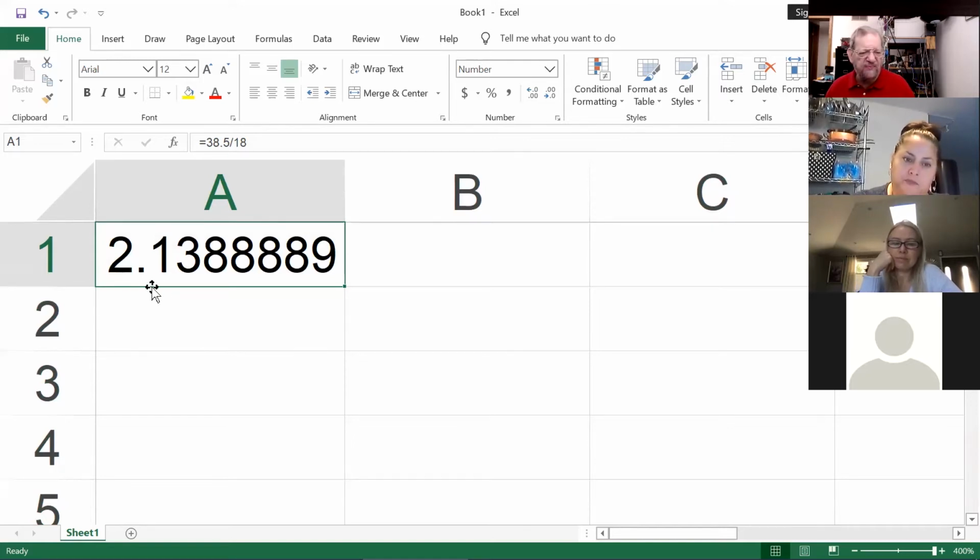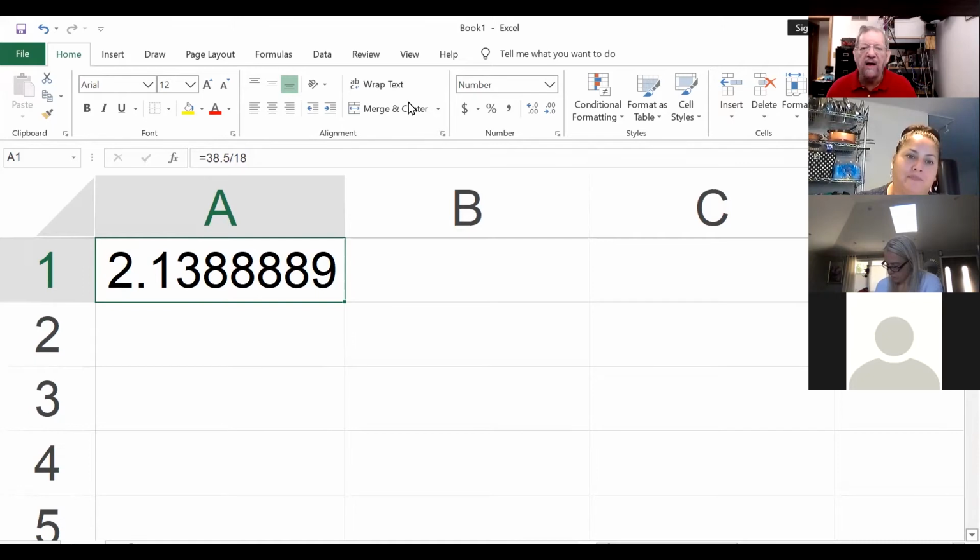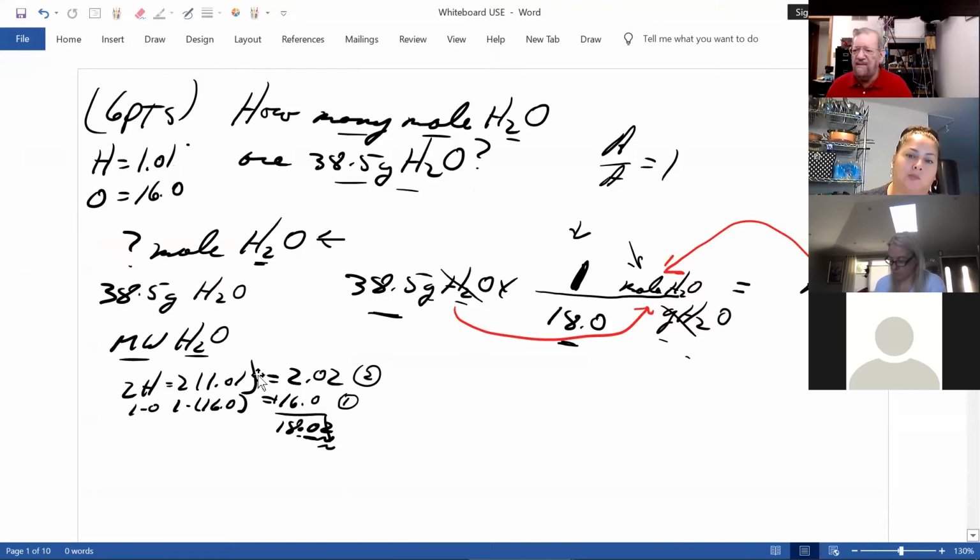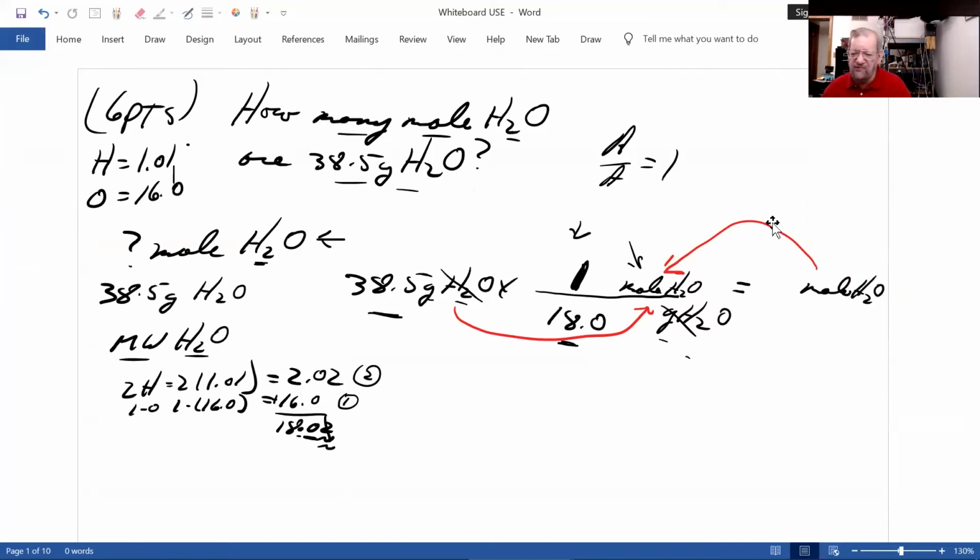Keep the two, keep the one, keep the three. That's our three significant figures. Use the eight to round off. Is that four or less or five or higher? Time's up. It's five or higher, so I drop this and everything else, the number in front of it, I increase by one, so that would be 2.14. And therefore, my answer here would be 2.14 moles of water.